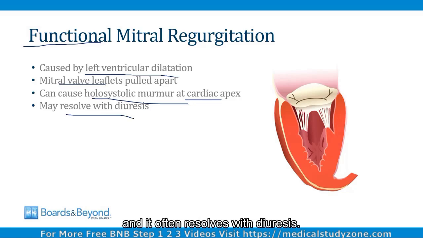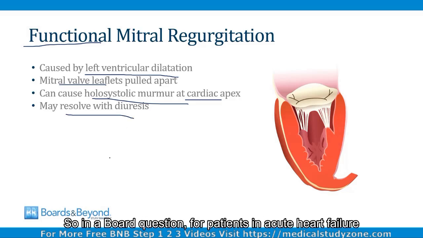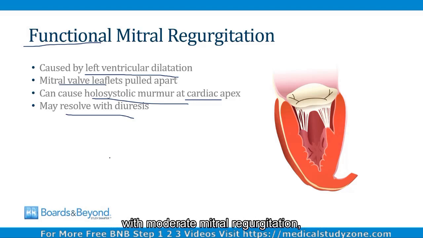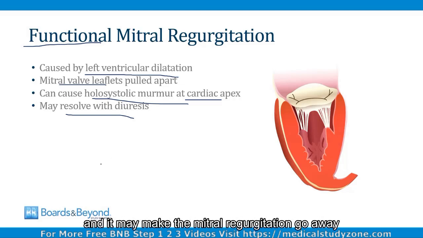often resolves with diuresis. So in a board question, for patients in acute heart failure with moderate mitral regurgitation, don't choose to send them to surgery. Choose the answer that is diuresis. That will improve the left ventricular function and allow the mitral valve to function normally, and it may make the mitral regurgitation go away or become less severe.